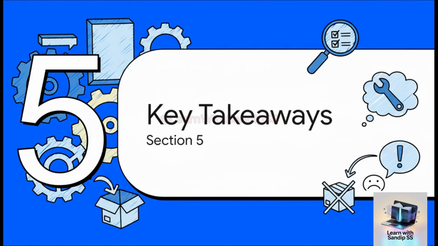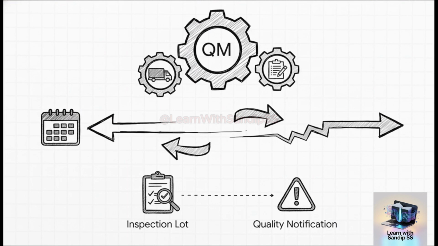Okay, let's wrap this up and boil it all down to the absolute essentials. These are the key things you really need to remember from all this. So here's the summary. First off, remember that QM is not a standalone thing. It is deeply integrated. Second, it really has two main jobs, the planned proactive checks and the unplanned reactive event handling. And the two magic words you need to take away, the inspection lot, which starts a planned check, and the quality notification, which is your tool for documenting a problem.